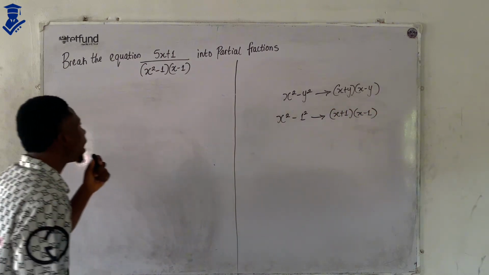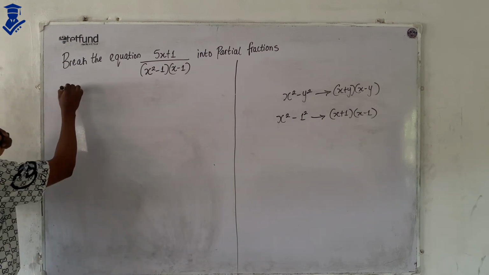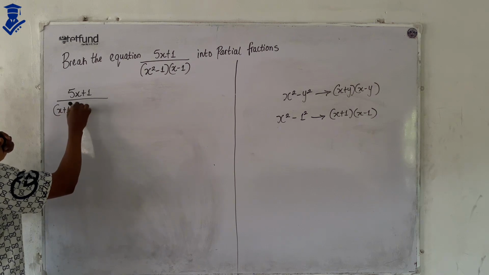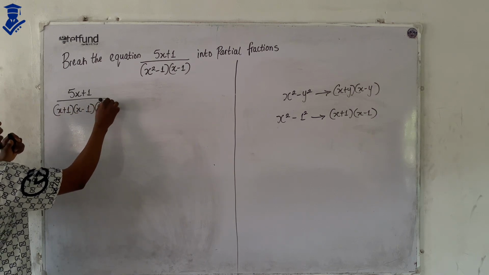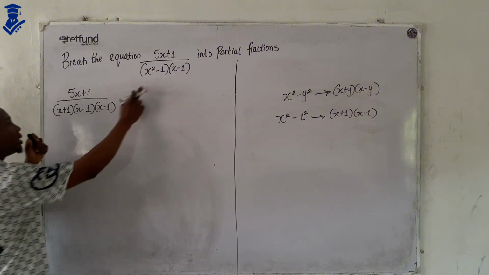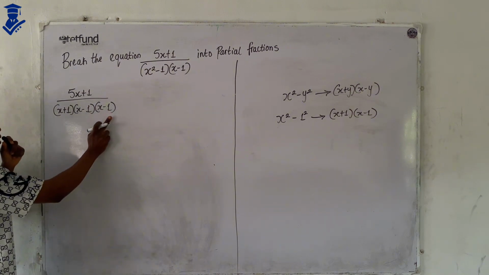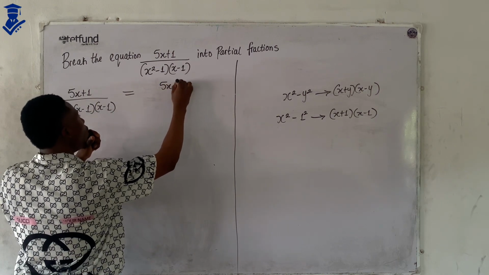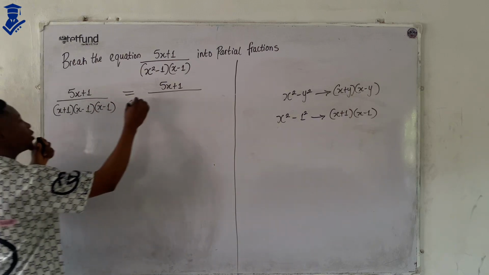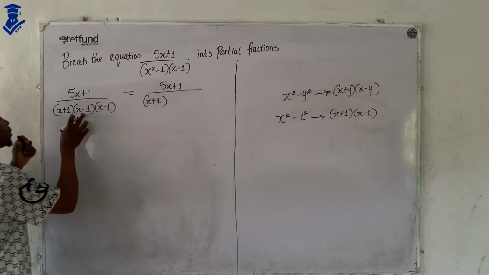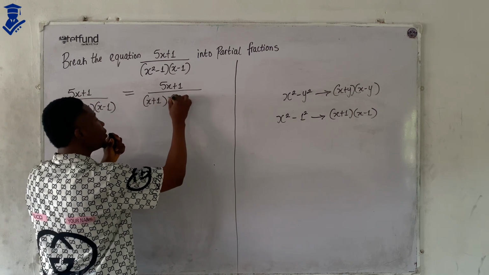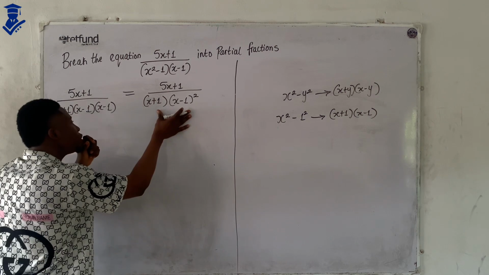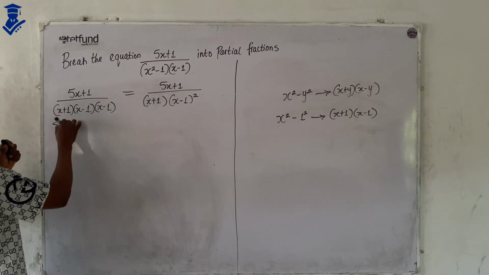So having that, this becomes 5x plus 1 over x plus 1 times x minus 1 times x minus 1. So this alone is this multiplied by this. This can also be written as 5x plus 1 over, now you take your x plus 1. Now, x minus 1, x minus 1, you have it in two places, so it can be written as x minus 1 squared.